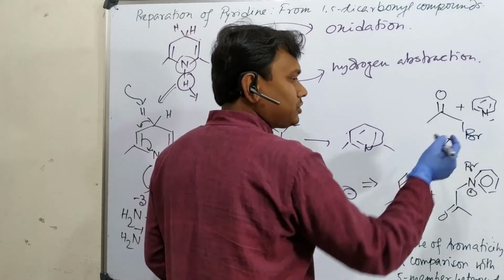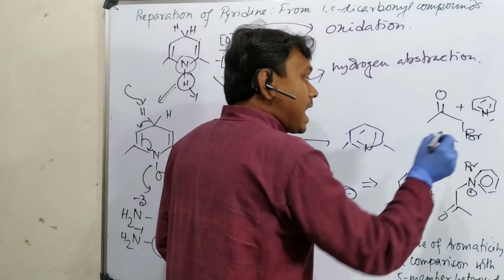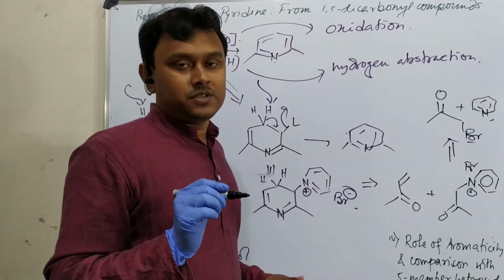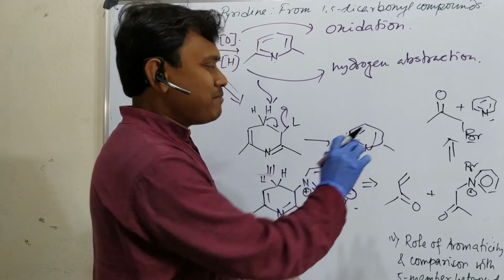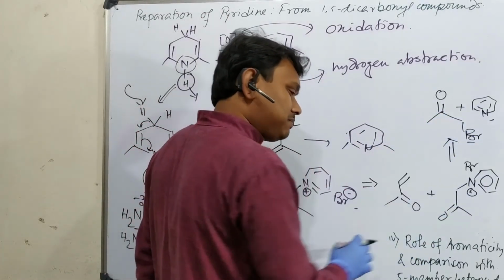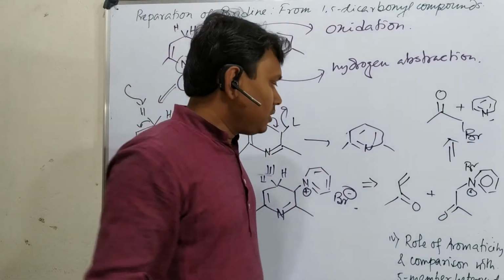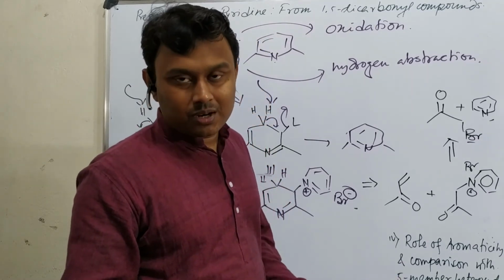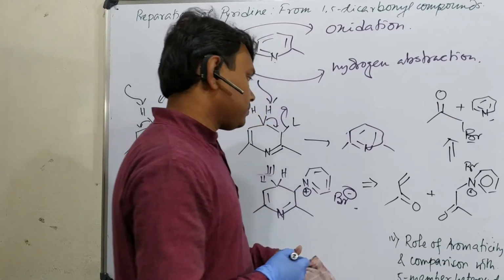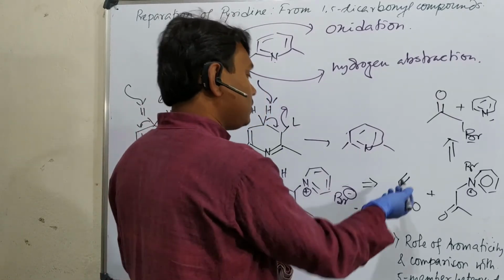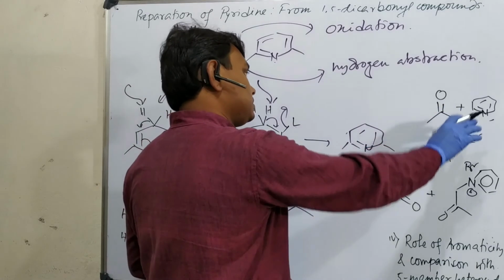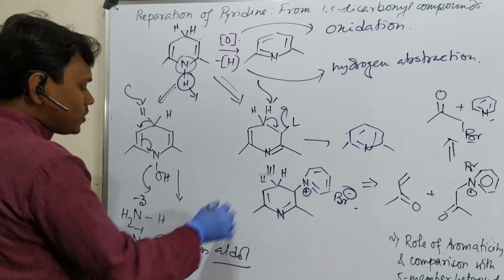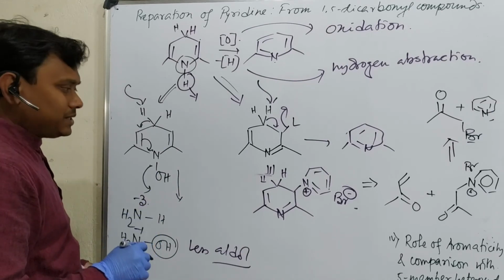And how to get this alpha haloketone? Halogenation or bromination of a ketone under acidic conditions gives selectively the monobromo derivative. So that is the way. I have uploaded this video previously. Please visit those videos. It will be helpful. For example, you can use the Mannich reaction also to prepare an unsaturated carbonyl compound. Even aldol condensation also. Fine. So this. Now we have discussed the two ways and the role of aromaticity.